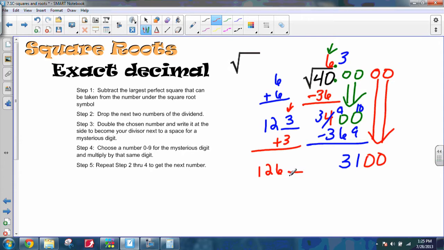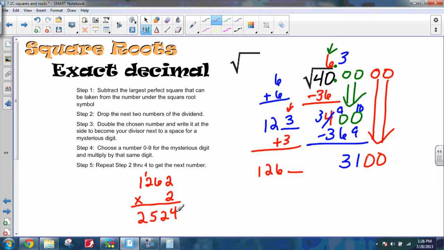Now I start the process over again. I'm going to use the first two numbers again, so 12. And 12 goes into 31 approximately 2 times. So I'm going to try 2. So 1,262, and I multiply by what? That's correct, the same number, 2. So 2 times 2 is 4, 2 times 6 is 12, carry the 1, 2 times 2 is 4, plus 1 is 5, and 2 times 1 is 2.